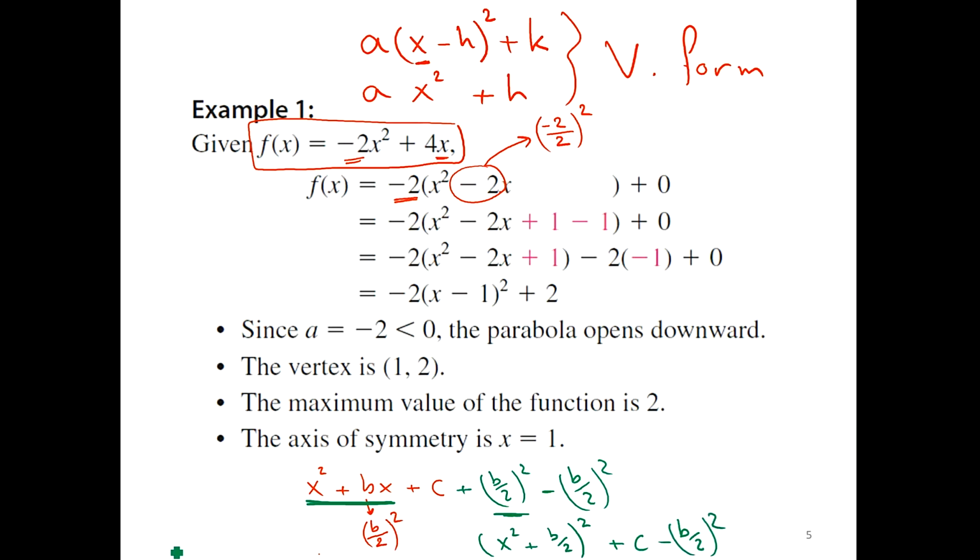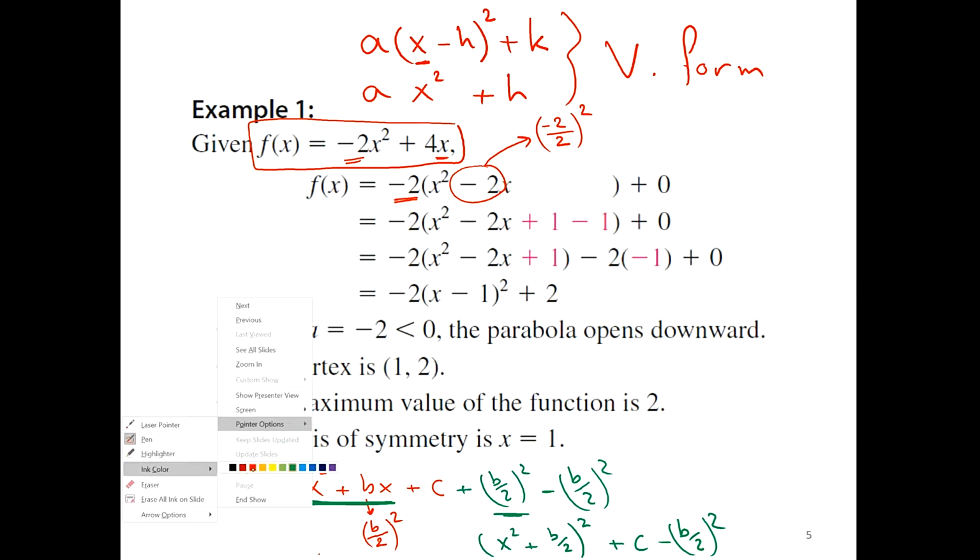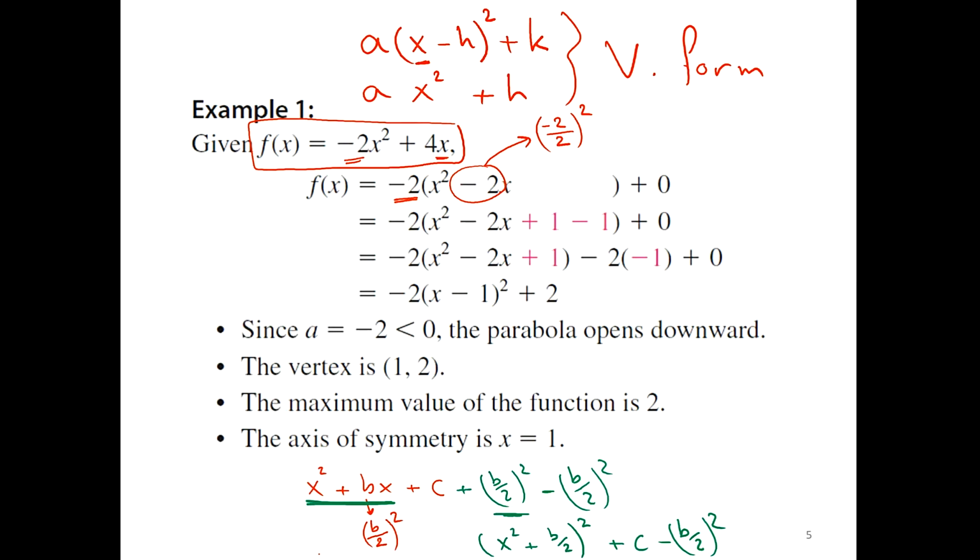Now, again, return to these steps. So we have minus 2 over 2 equal 1. So add 1 and subtract 1. Okay, add 1 and subtract 1. The 3 terms x square minus 2x plus 1, this is the complete square.